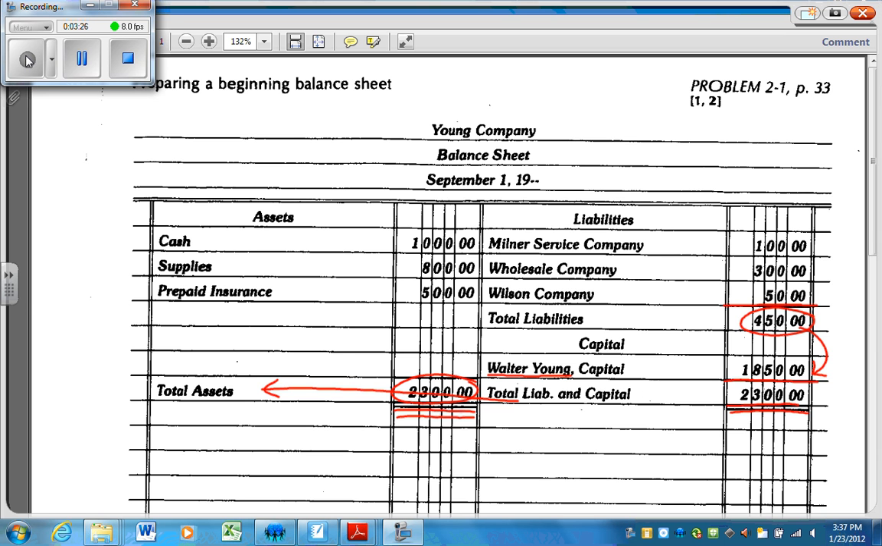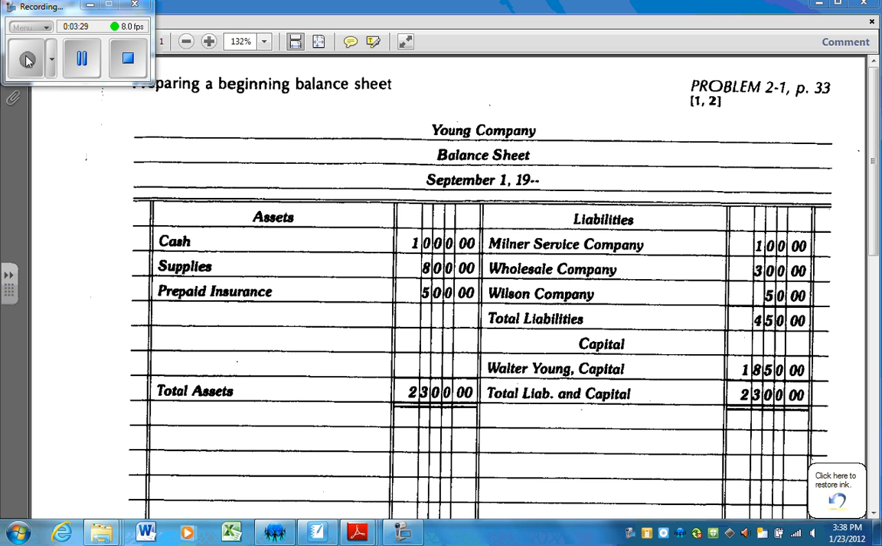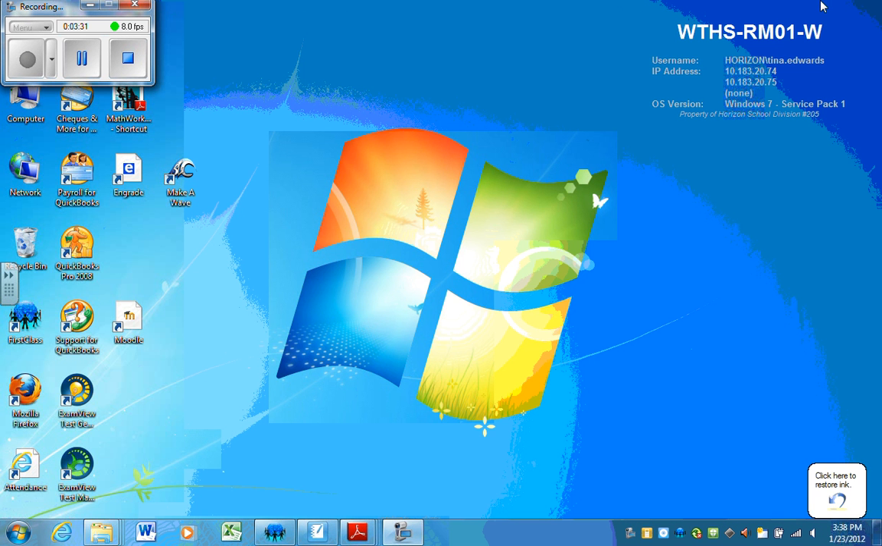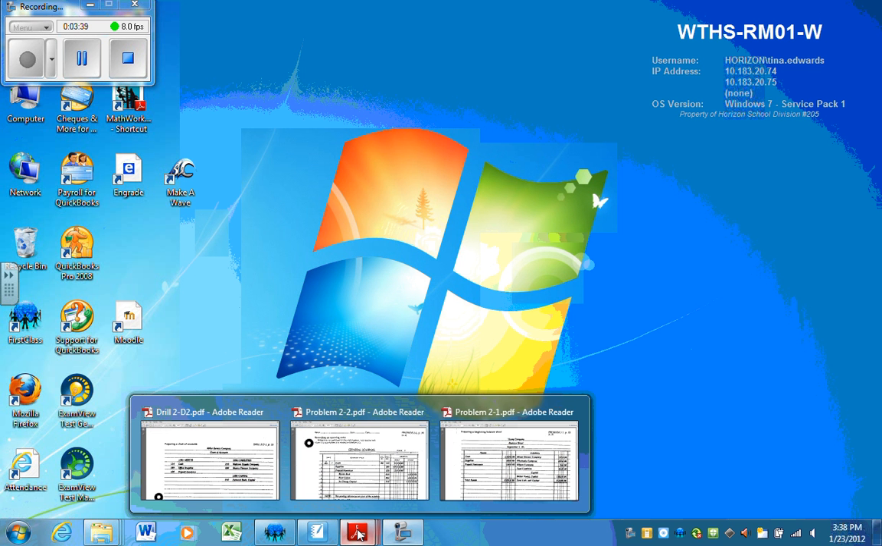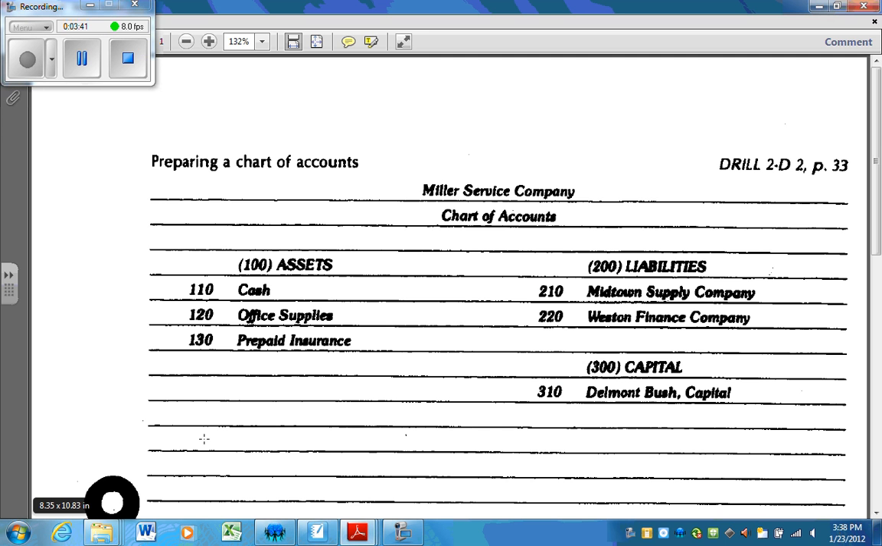Okay, so let's just say you've got your balance sheet done then. There's another important aspect that you need to have, and that is called a chart of accounts. A chart of accounts is something that your company starts with, and it lists all of the accounts and the account numbers. So it has two lines in your title. You have Miller Service Company. Now this also is an answer key that you're going to do a little bit later, okay? Then you've got your chart of accounts.